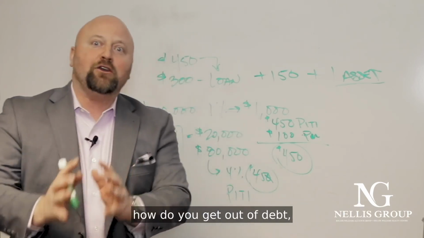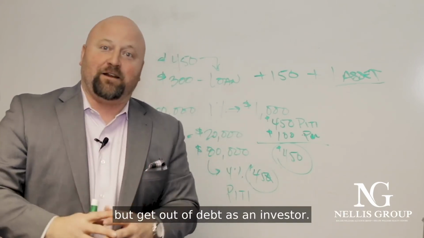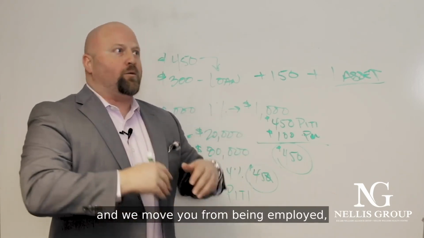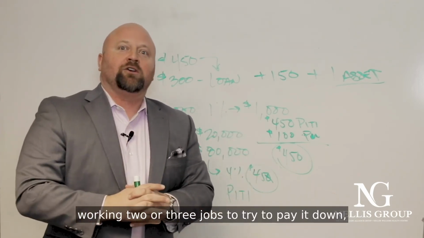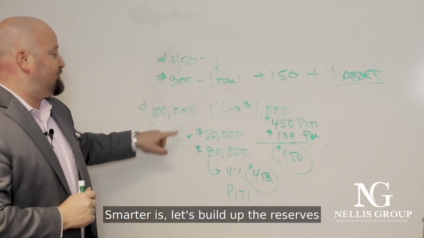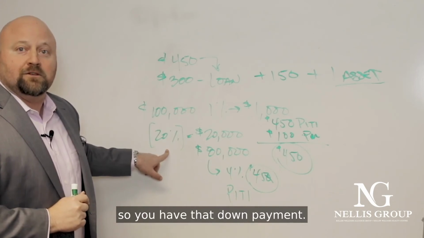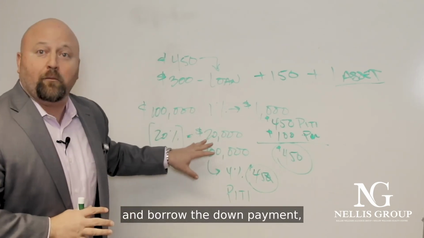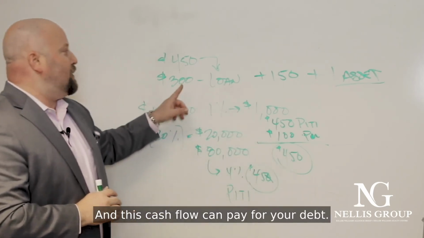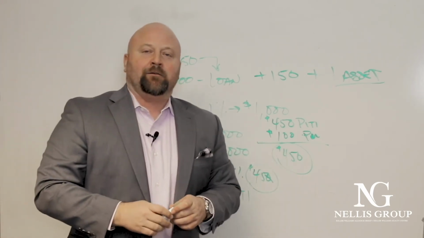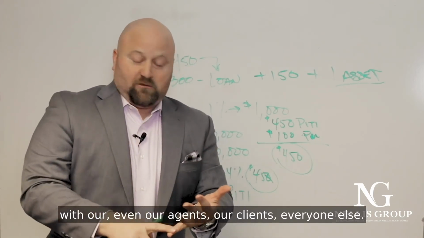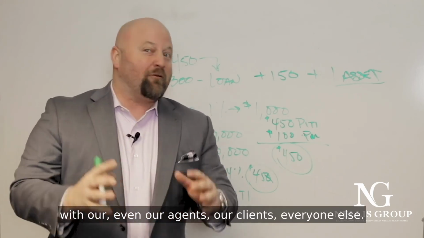I don't see anyone talking about how do you get out of debt, but get out of debt as an investor. So when we're talking about the cash flow quadrant and we move you from being employed, working 2 or 3 jobs to try to pay it down, let's work smarter, not harder. Smarter is, let's build up the reserves so you have that down payment. Heck, let's go in with somebody else and borrow the down payment, and now you have cash flow coming in. And this cash flow can pay for your debt. That's the concept that we get inspired to share with even our agents, our clients, everyone else.